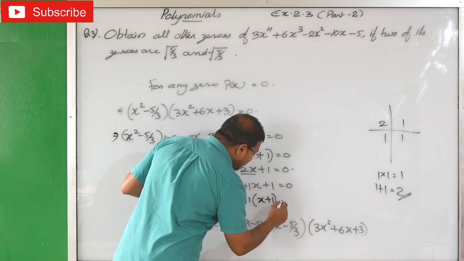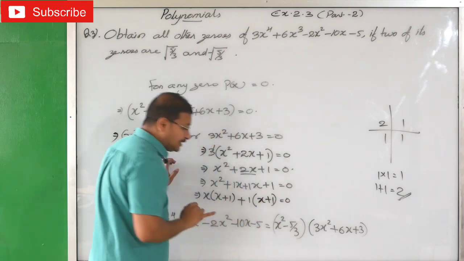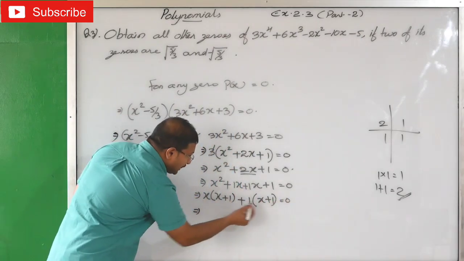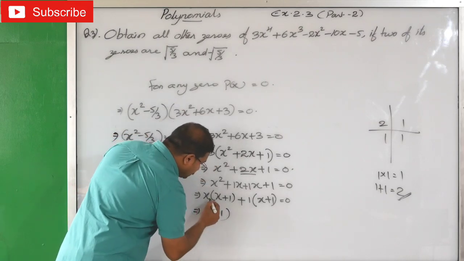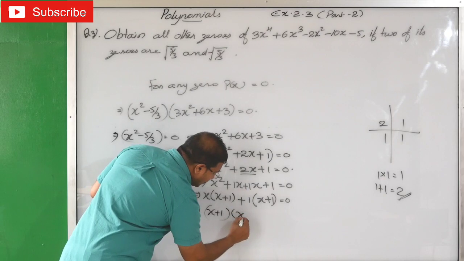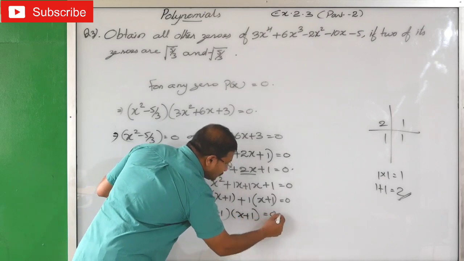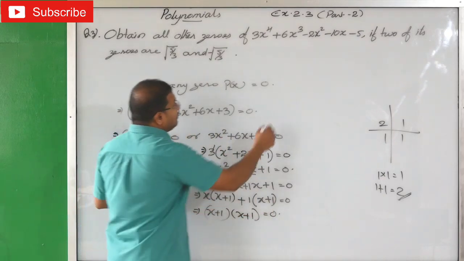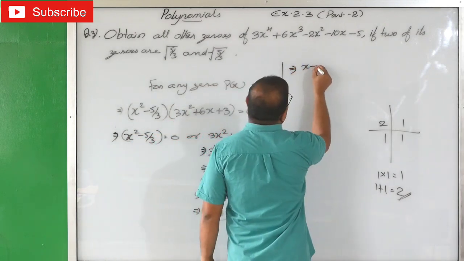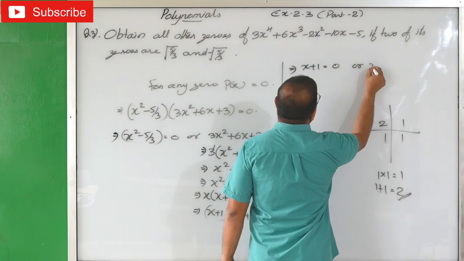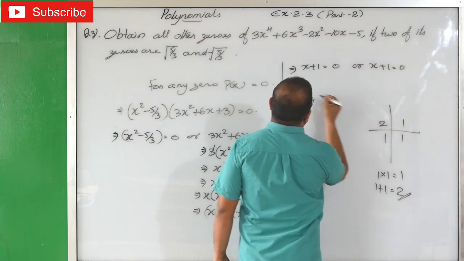If you take 1 outside, the terms will not change. This implies, see, the brackets are the same. That means that will be common. So x plus 1 into, see the balance, x plus 1 equal to 0. Ready? That means what you can write? That implies x plus 1 equal to 0 or x plus 1 equal to 0.